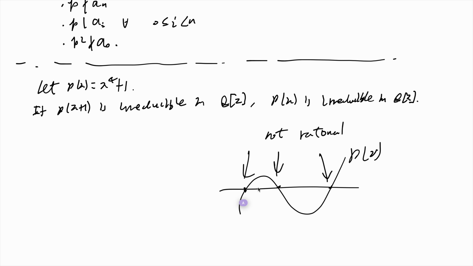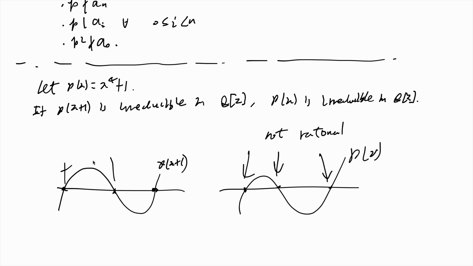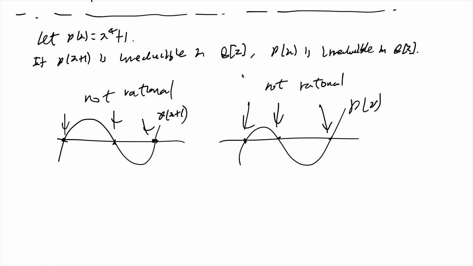So let's just shift it by 1 unit. So this is p of x, and this is p of x plus 1. We obviously know that these roots are not rational either, if the original roots are not rational. So it's quite obvious. Then we're going to prove the irreducibility here, so that p of x is irreducible in here. In other words, it suffices to prove that p of x plus 1 is irreducible in the set of polynomials over rational numbers.